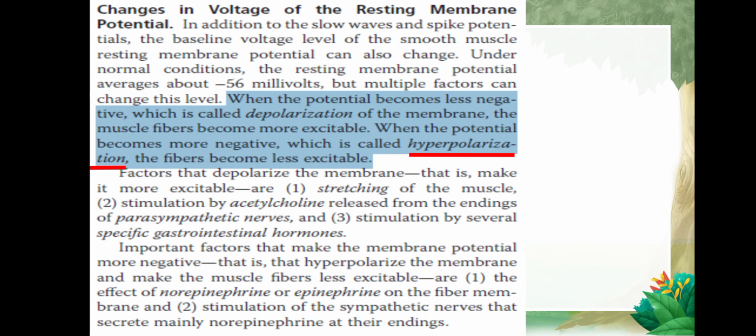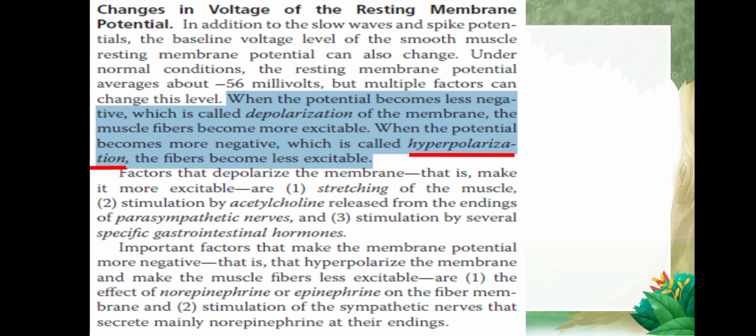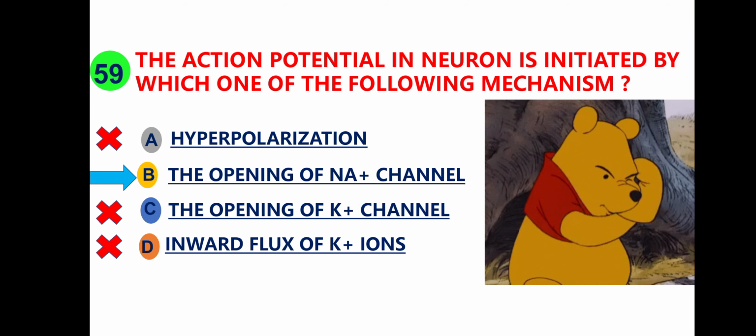One more option is hyperpolarization. What is hyperpolarization? When the potential becomes less negative, it is known as depolarization. And when the potential becomes more negative, the term is hyperpolarization, and the fiber becomes less excitable. This is not in relation with the question, this is something else. You can read the literature and see for yourself.